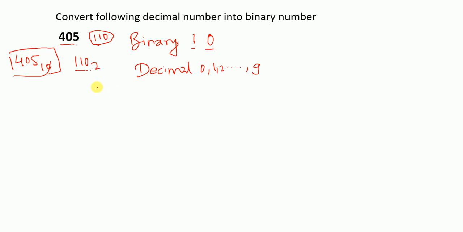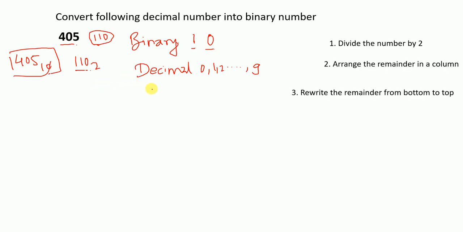So now how to convert the decimal number into binary number? So this is the decimal number we have. How can you convert it into the binary number? What we need to do, first we need to divide the number by 2. Yeah, binary, so we divide it by 2, and we have to arrange the remainder in a column and rewrite the remainder from bottom to top. Okay, so we will do that conversion here.